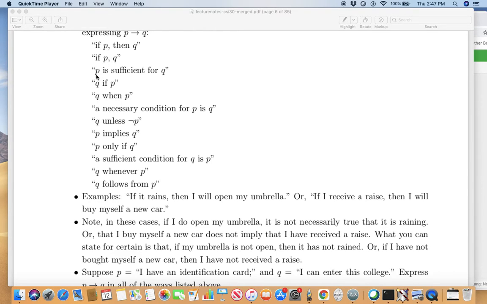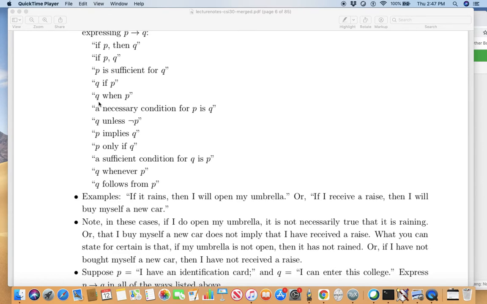P, I have an identification card, is sufficient for me to enter this college. Q if P: I can enter this college if I have an identification card.